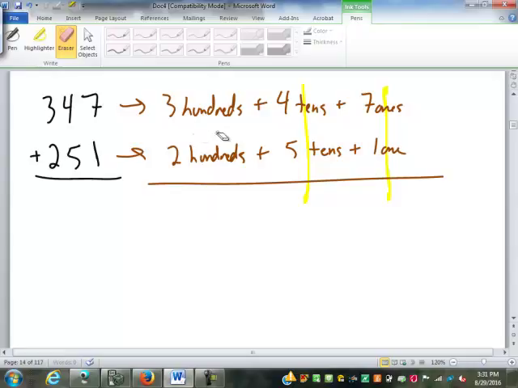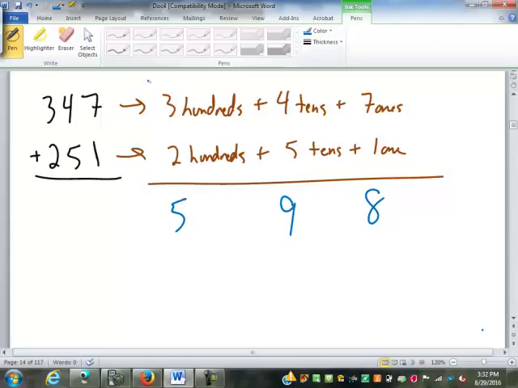So now that we have those columns lined up, we can go ahead and add. 3 and 2 make 5 hundreds. 4 and 5 make 9 tens, and 7 and 1 make 8 ones. So 598. Now some of you might have been looking at that and thinking something looked kind of strange. What did I do wrong? Or wrong compared to what you were taught?